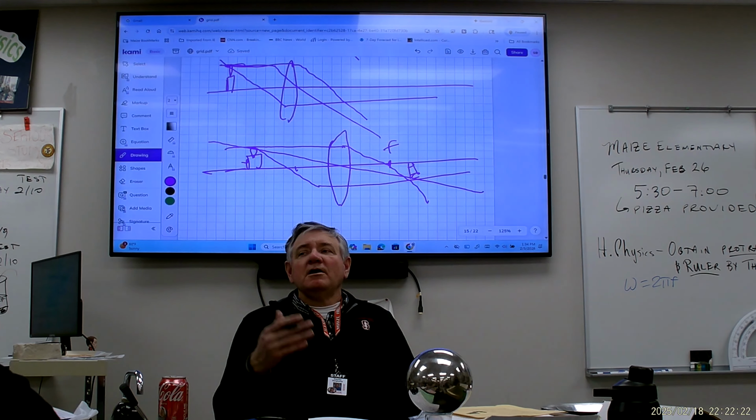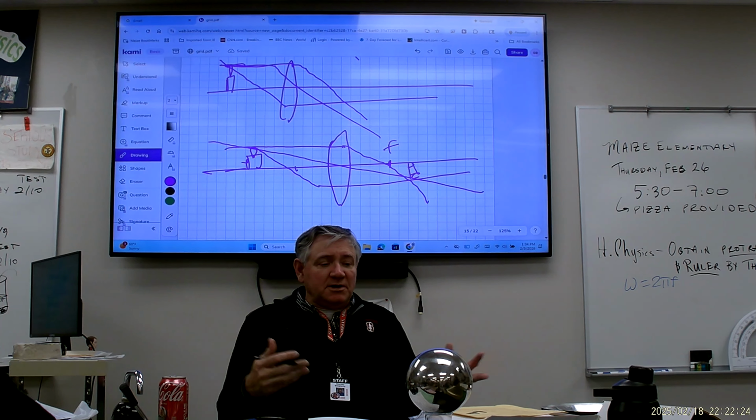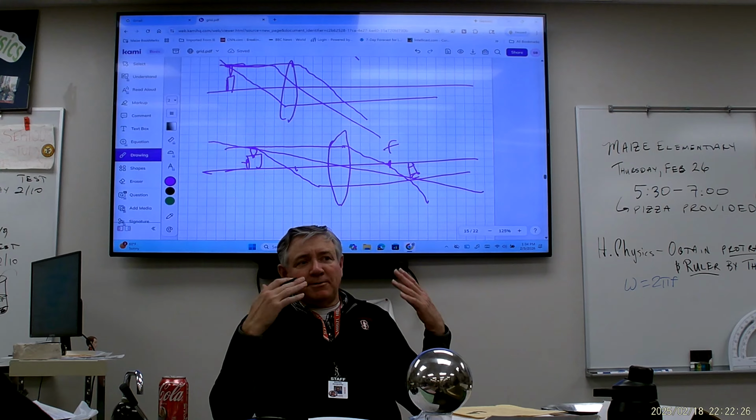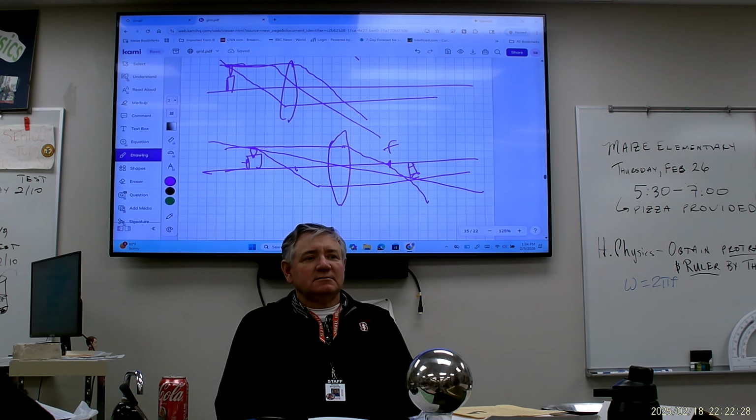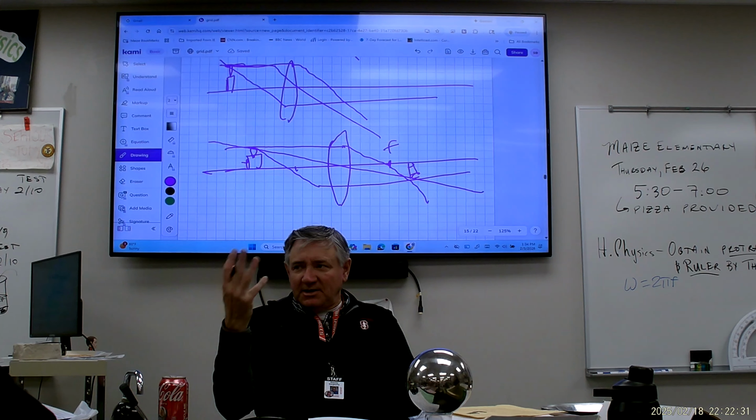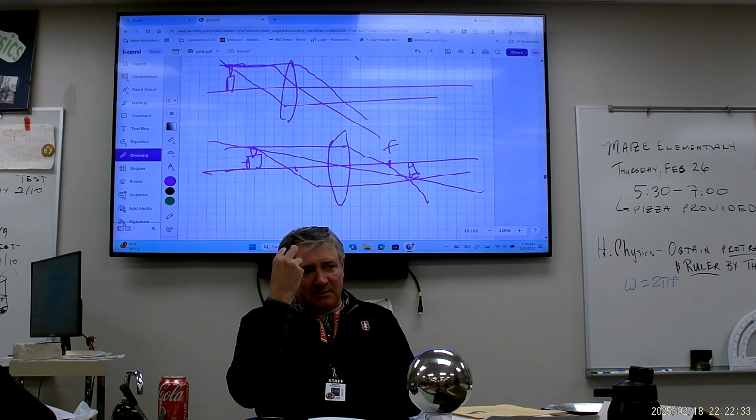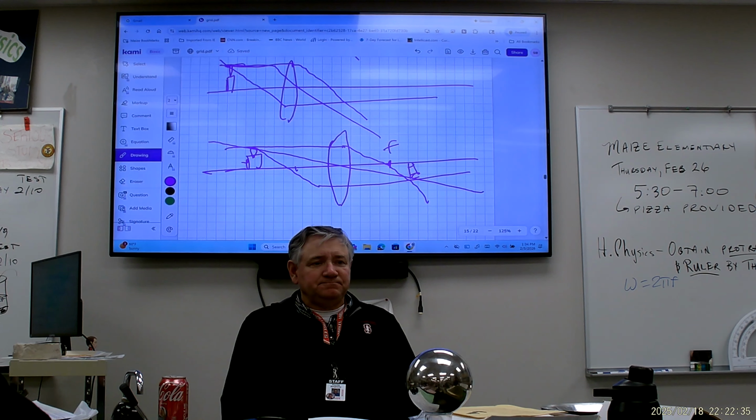Now, right now you all look a little bit blurry. So what's the purpose of glasses? To fix it. Yeah, we adjust the focal length so that it becomes an image on the back of my eyeball. Thank you.